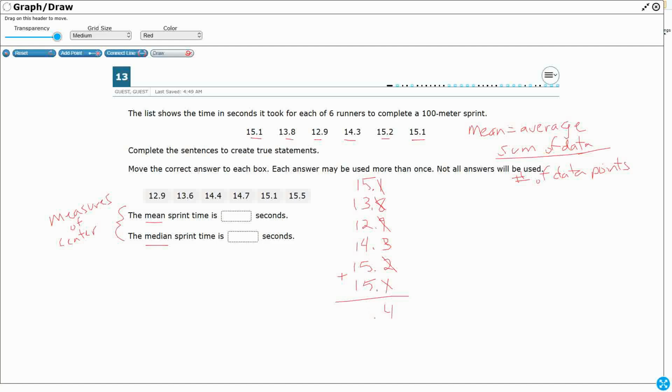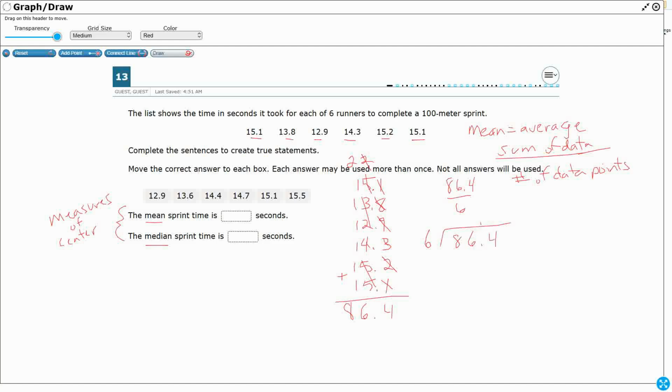Let's bring that down. So that's 5, 10. That's 26. So I'm just making 10s to make it easier for myself. 1, 2, 3, 4, 5, 6, 7, 8. All right, 86.4 is my total. So I need 86.4 divided by 6 because I got 6 different data points. So a little long division now.